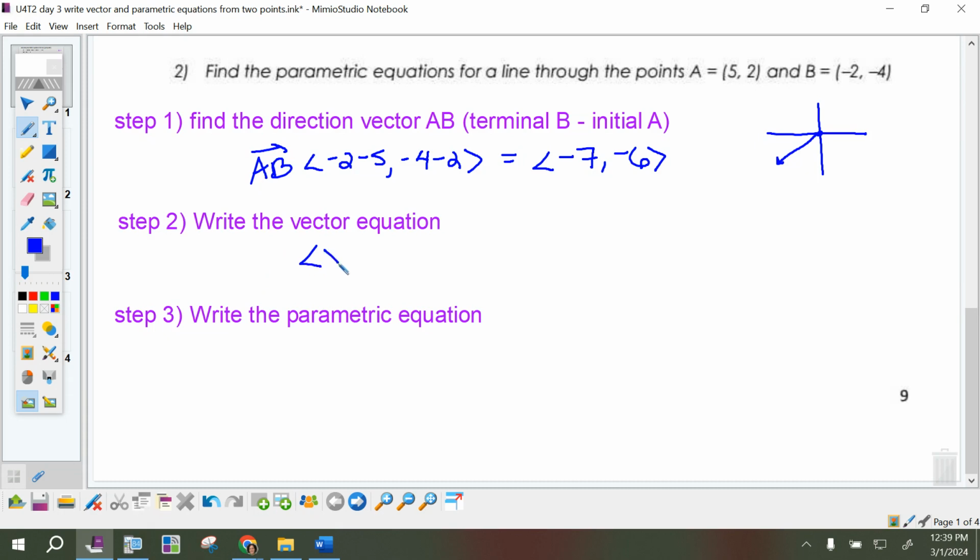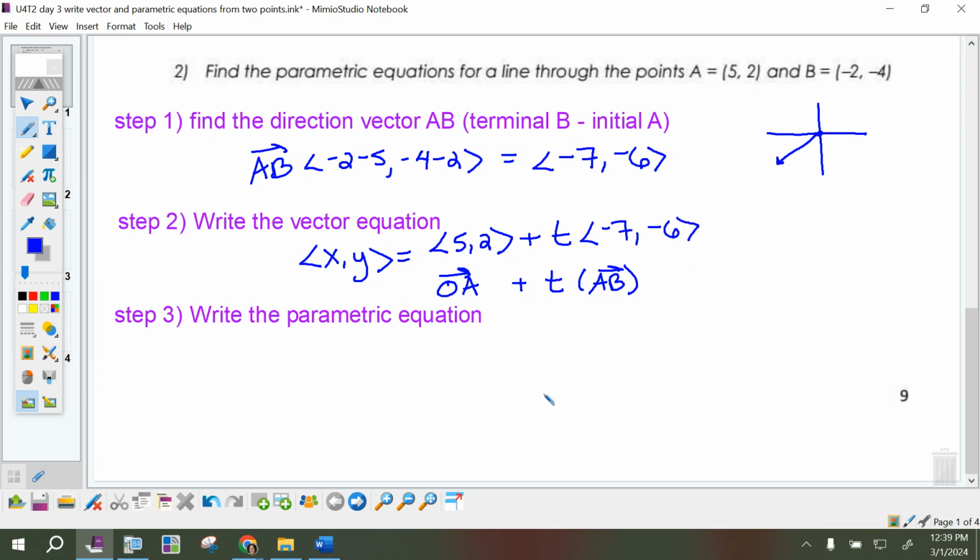So the vector equation is the initial point, so origin to A, plus some input of t times the component form. So from the origin to A, that's the initial point, 5, 2. Then t, the direction vector AB, works like a slope, the change in y and the change in x.